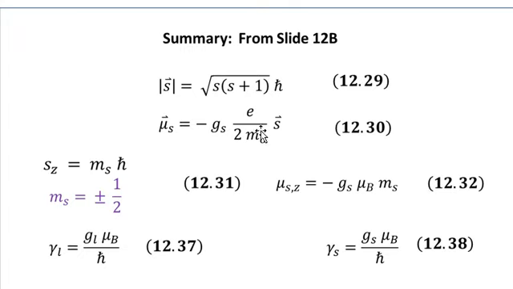This vector s is actually the spin angular momentum. So here in equation number 30, I have the relationship of the spin magnetic moment relating with the spin angular momentum of the electron, and this is the vectorial form of the relationship.